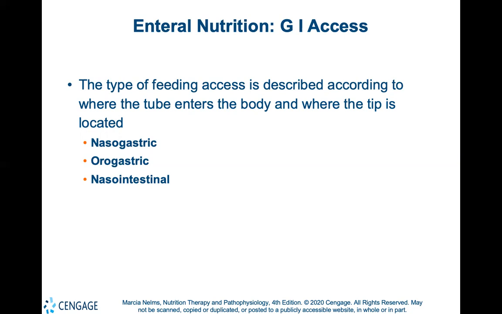The types of feeding access are described according to the tube, where the tube enters the body, and where the tip is located. The tube may extend from the nose (naso) or mouth (oral) into the stomach, becoming a nasogastric or orogastric feeding tube. Nasogastric, nose to stomach, feeding is the most common, the easiest to achieve, and the easiest to maintain. It is also the least expensive and acceptable in most clinical situations.